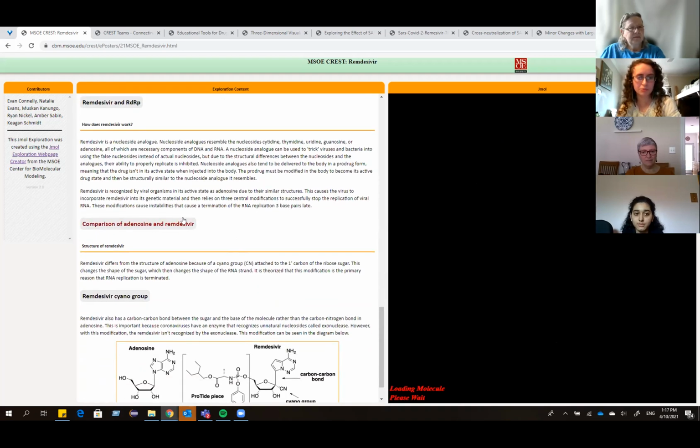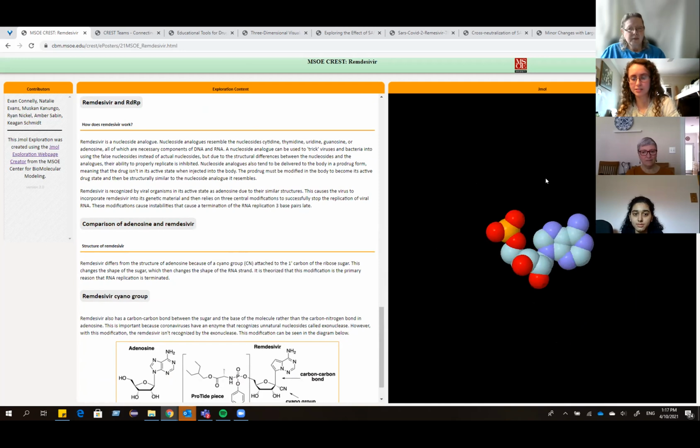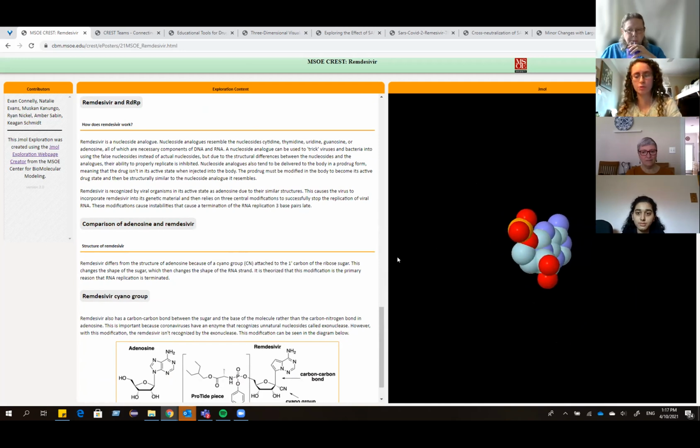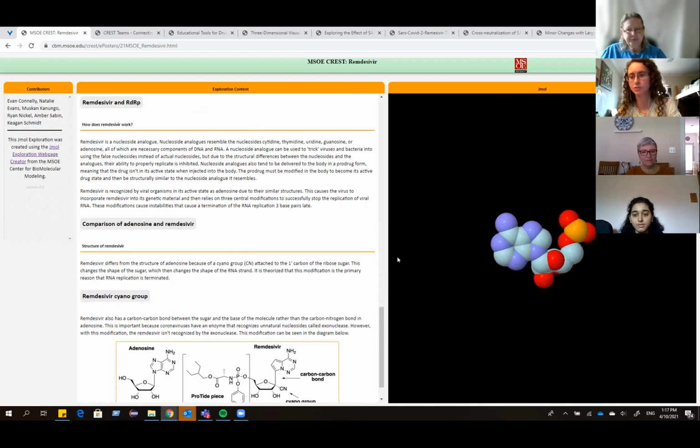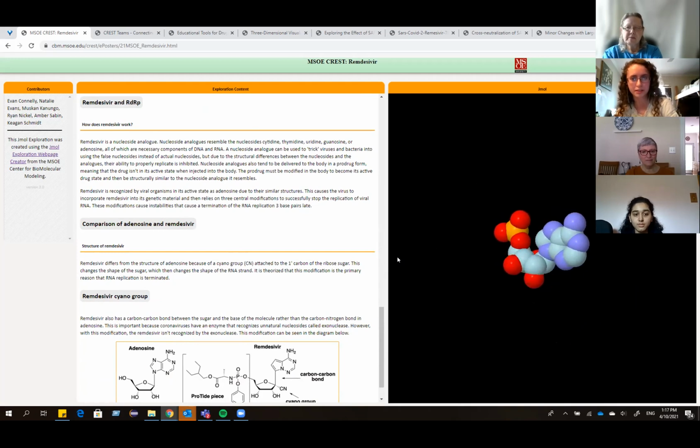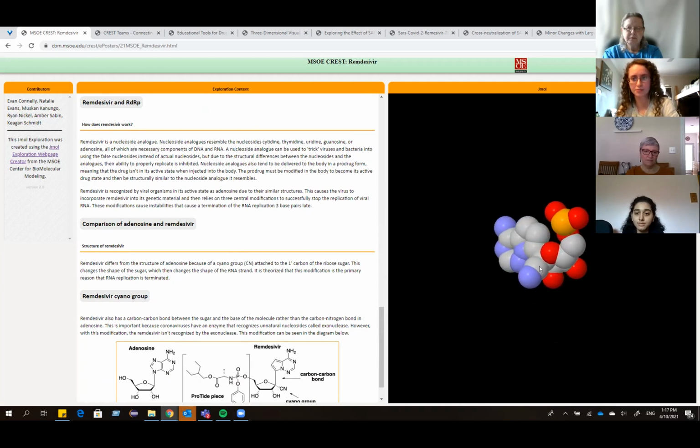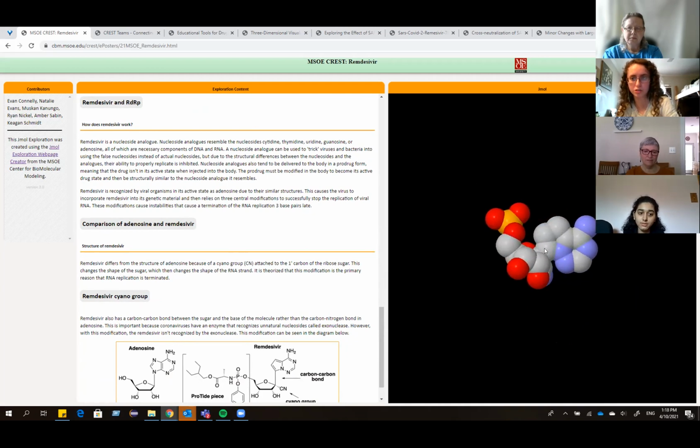If you look at this, this is adenosine, and it'll swap over to remdesivir next, but you can see that there's a lot of similarities, along with a few differences, which are what is theorized to cause the termination in the RNA synthesis. I think the biggest difference is this cyano group on the back here that's not part of adenosine, and also a carbon-carbon bond here instead of a carbon-nitrogen bond in adenosine.